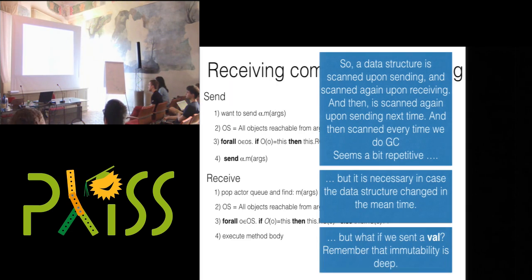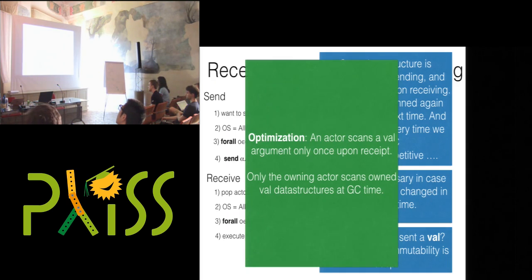But if we send a value, then the data structure will not change, and we have deep immutability. So I will be sending a value to somebody, I will be doing all the scanning. The next one receives it, he does the scanning again. Then he sends it, scans, then the next one receives, scans. So that's a bit boring. And there is an optimization. The actor scans a value argument only once upon, sorry, it should say send. And only the owning actor scans the owned parts for val arguments. So that reduces the amount of scanning tremendously.